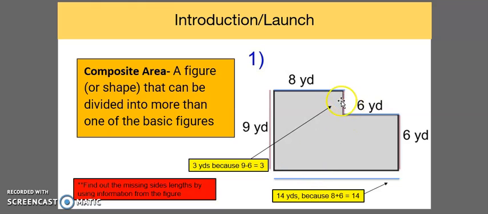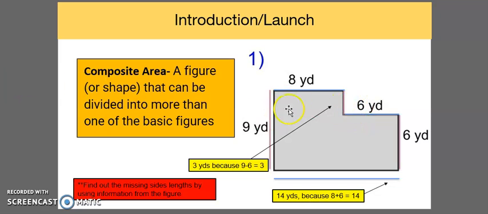And over here, we do not know the value for this width, but we can use known information. We know that the whole thing is 9 yards. On this side, this is missing, and this is 6. So we can think about something plus 6 equals 9, or 9 minus 6 gives us 3. Therefore, this would be 3 yards.